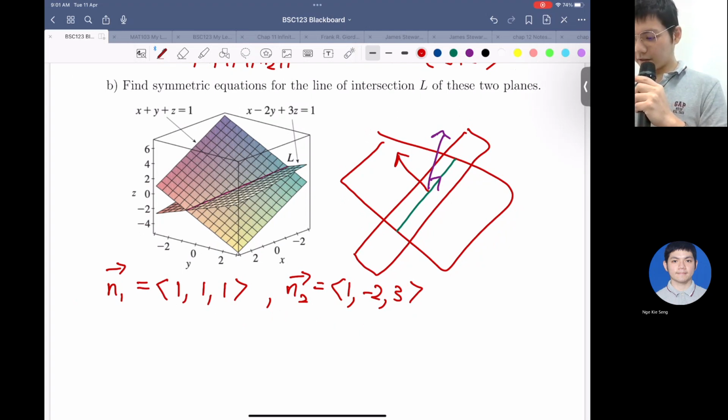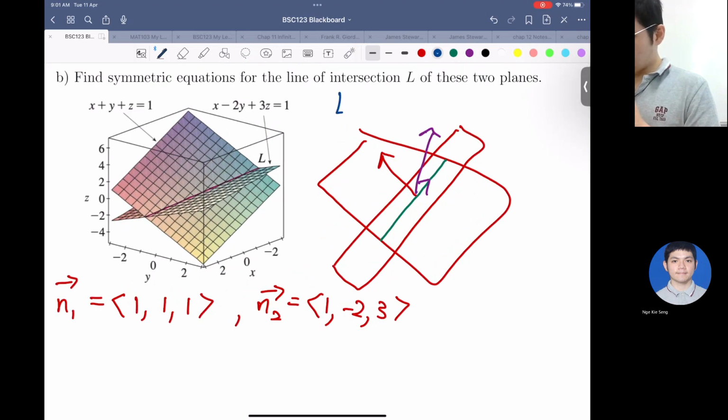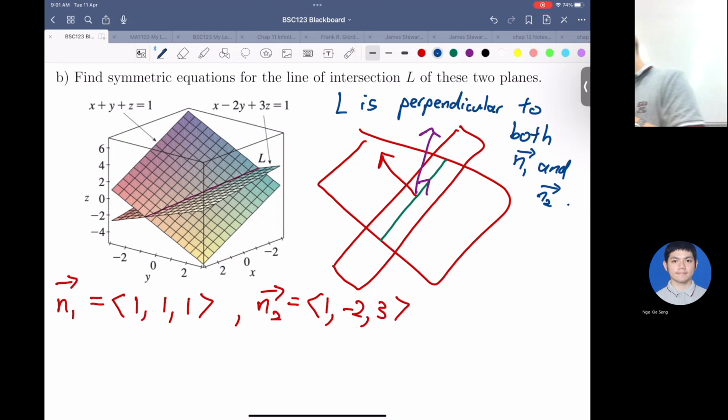How to find that line again? Just now we said, let's write out what we concluded. L is perpendicular to both n1 and n2. So one way to find this is to use the cross product again. You want a vector perpendicular to two vectors.